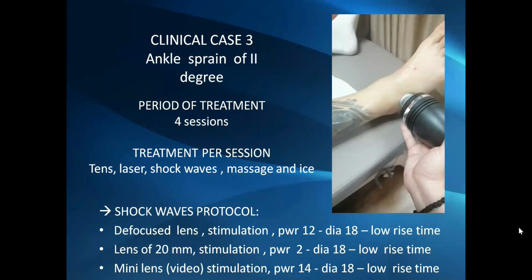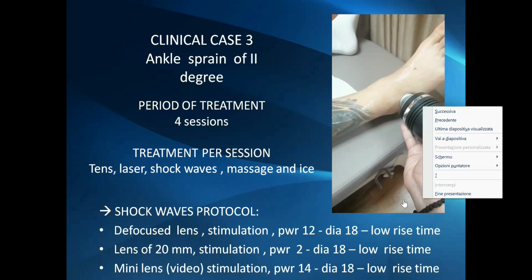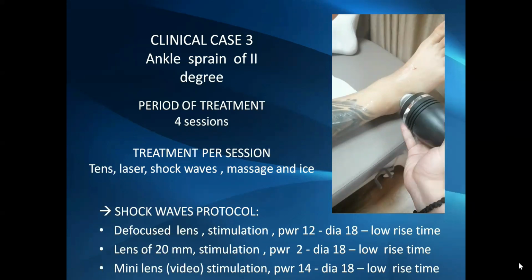We used the focus lens stimulation with power 12, diamagnetic 18 and low rise time, the 20mm lens stimulation, power 12, diamagnetic 18 and low rise time, and the mini lens stimulation, power 14, diamagnetic 18 and low rise time. The result was very, very good, and after 1 week there was no edema at all, and the player started running again. He's a football player.